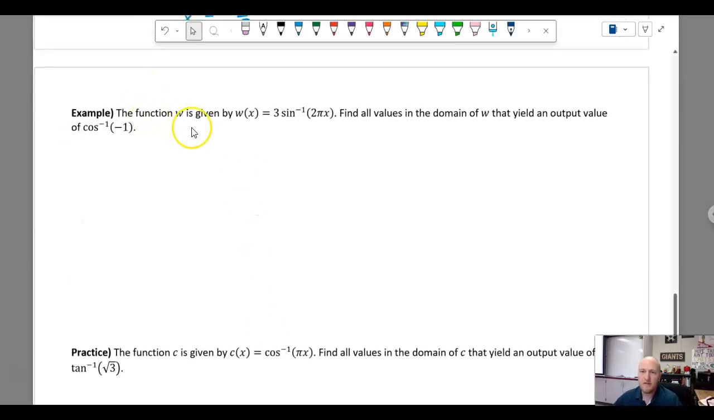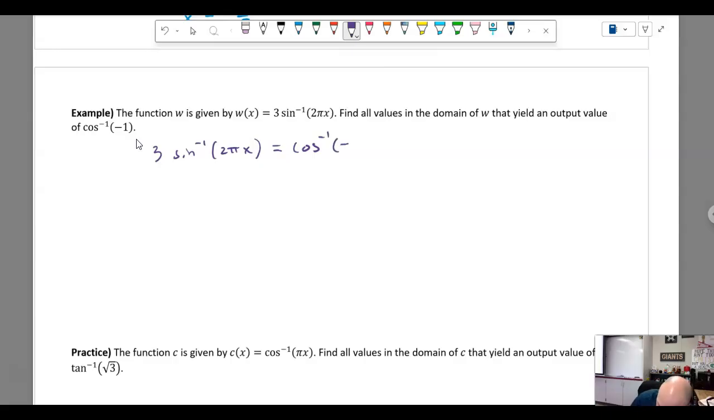Here they have the function w given by w of x equals 3 sine inverse of 2 pi x. Find all values in the domain of w that yield an output value of cosine inverse of -1. Hey, we're going to have to do some calculation here. So what we get is 3 sine inverse of 2 pi x equal to cosine inverse of -1.